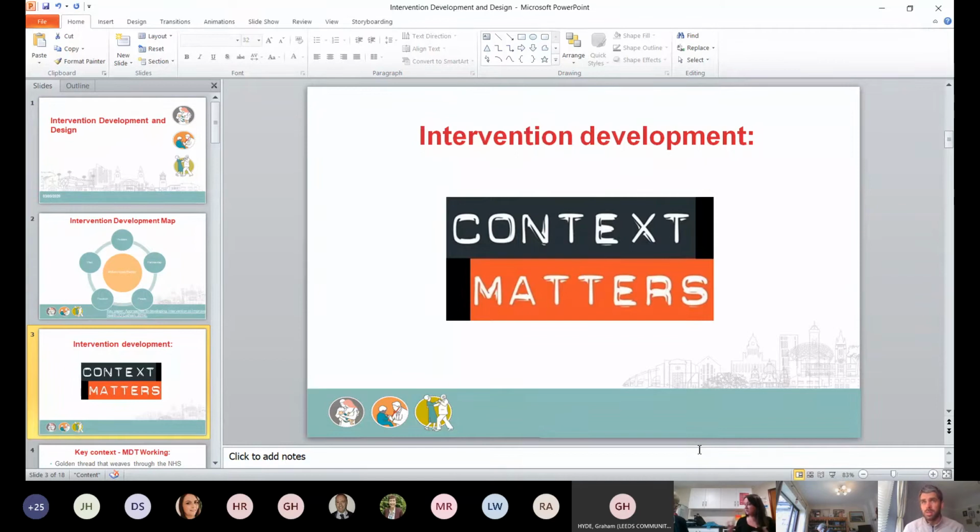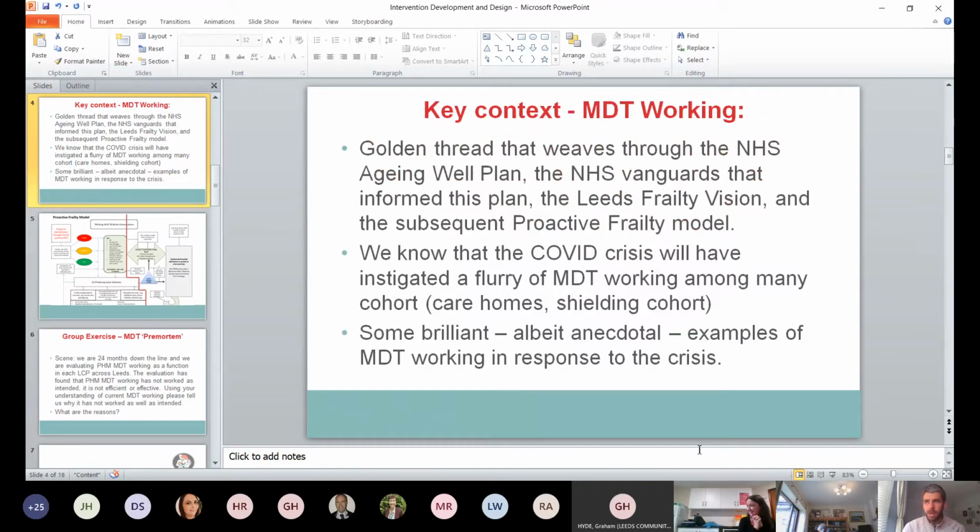And that's all the more present now with obviously the tragic context of COVID-19 and how that changes the context of not only people but systems and communities. So understanding that context is really, really important. And I think one of the threads that we pick up quite strongly in terms of context for intervention design for this frailty program is multidisciplinary team working.